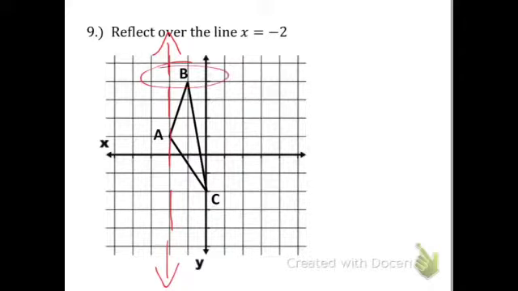Same thing for previous reflections, count how far each point is, go that same distance the other direction. B is 1 to the right, so B prime is going to be 1 to the left. A is on the line, so A prime is going to be on the line, same spot. C is to the right, so you go to the left to get your C prime. We now have all three vertices connected up. Makes it like a little butterfly thing.